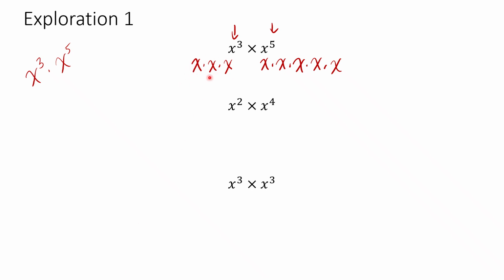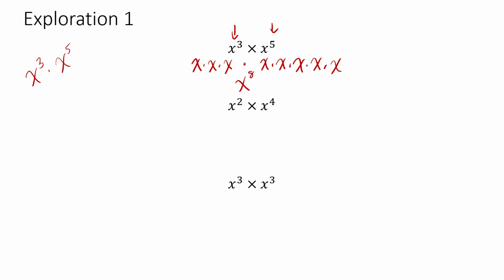So you've got this group of 3 x's and this group of 5 x's. Well, that is multiplication. So it's just another multiplication. So essentially what we've got there is x times x times x times x times x times x times x times x. And so that is really x to the 8th power.